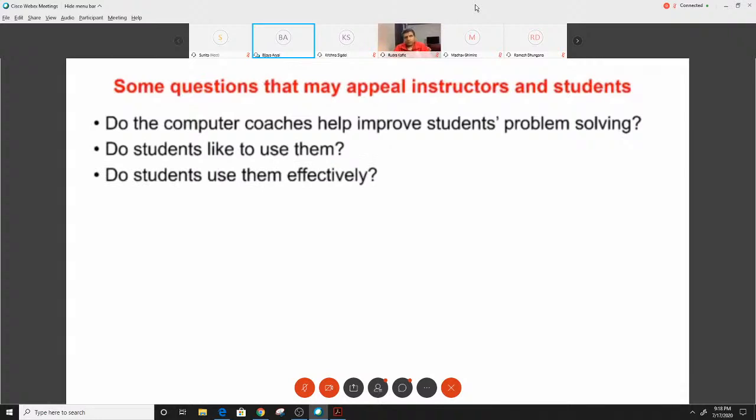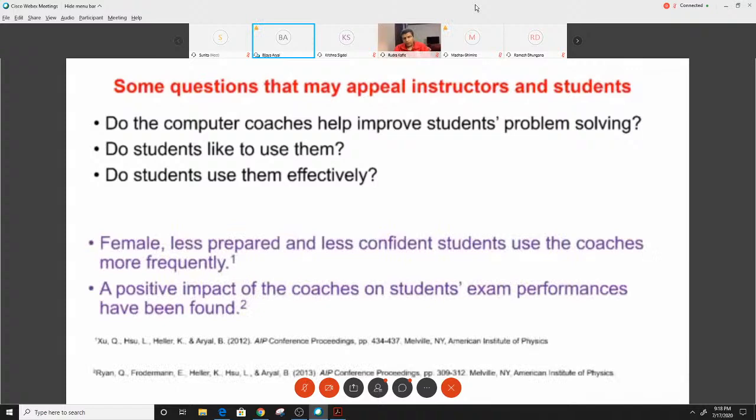That is another question. So I would like to mention some of the prior studies of ours that found that female, less prepared and less confident students use the coaches more frequently because they need coaching, and it is normal that they tend to use this tool. And we also have evidence of positive impact of the coaches on students' problem solving, particularly while grading their problem solving. So we already have some evidence, but I would like to provide more evidence about positive impact.